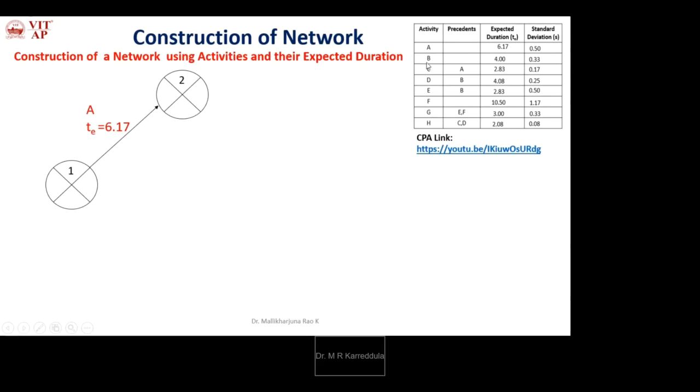Then the second activity, B. B is not having any precedent, so we can represent it directly. At the same time, you need to check whether B is the precedent for any other activity. Yes, it is a precedent for activity D and activity E. So we need to check whether B is ending alone or ending along with any other activity. Here it is ending alone, so no issues. You can directly represent it as a start activity because it is not having any precedent.